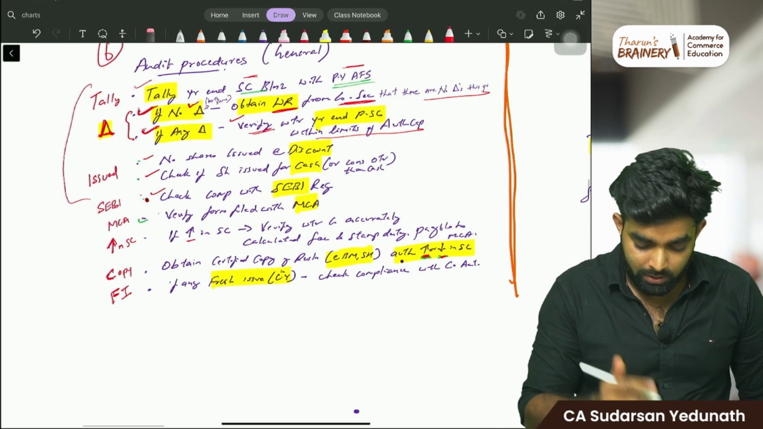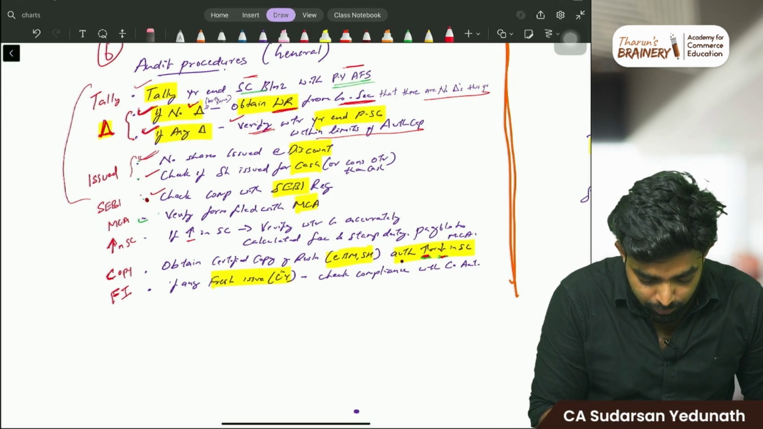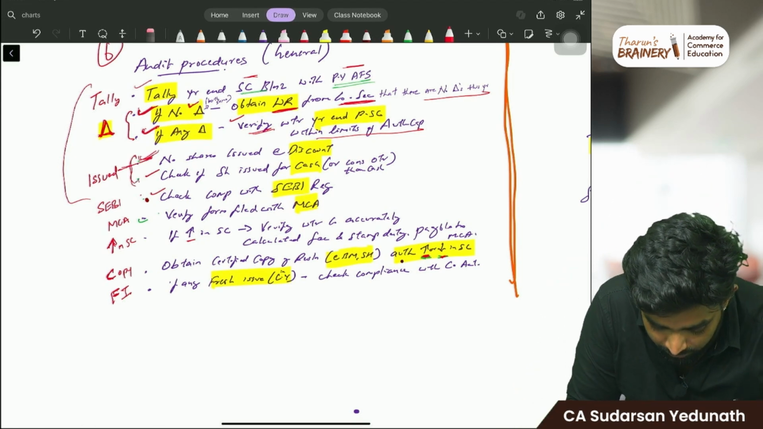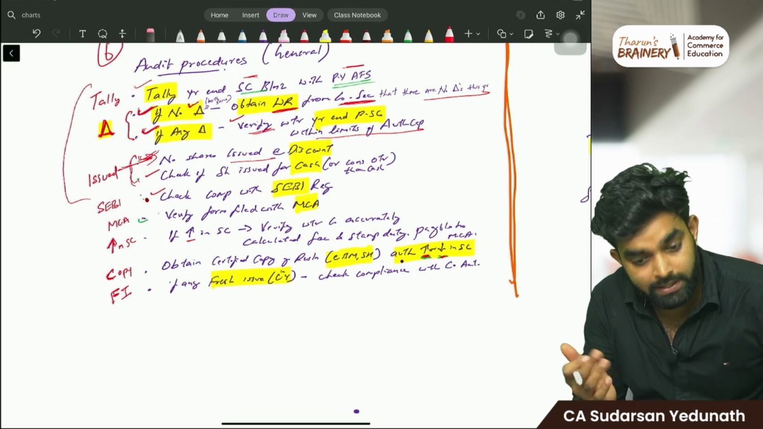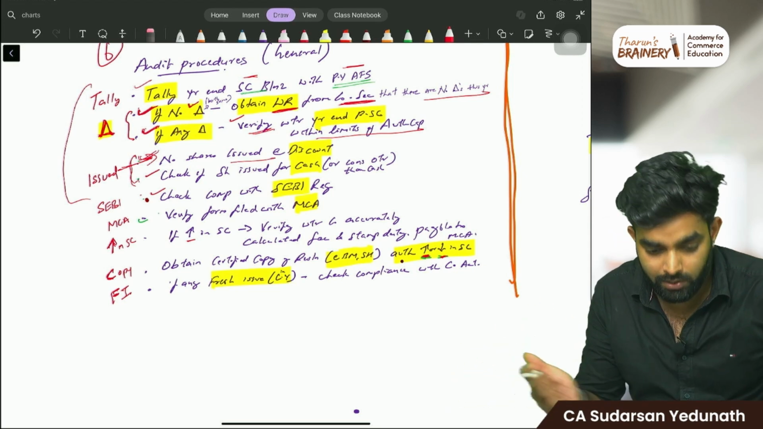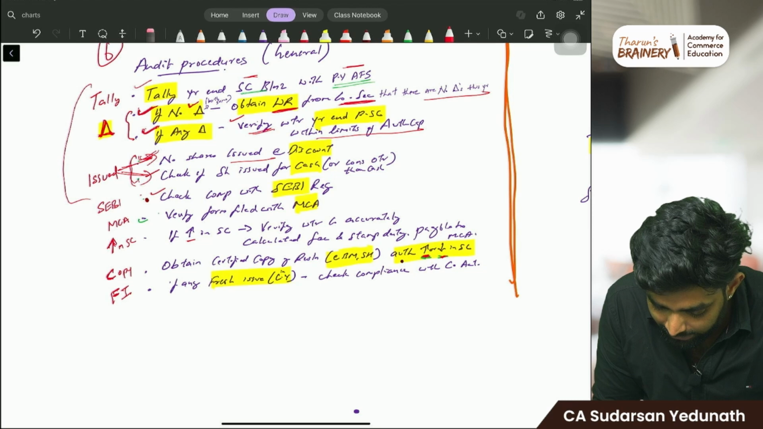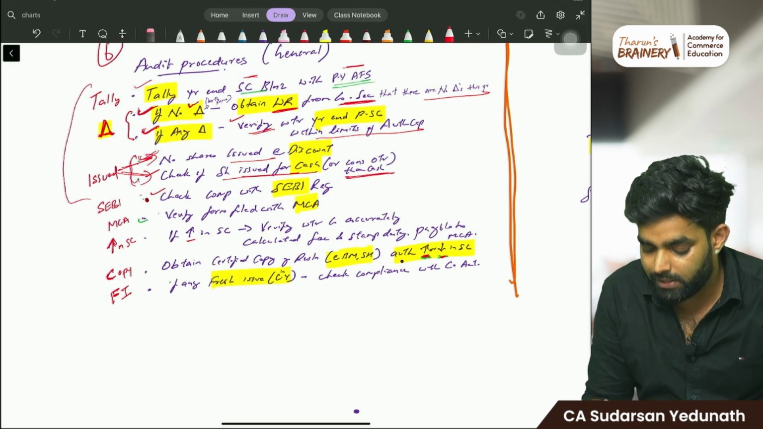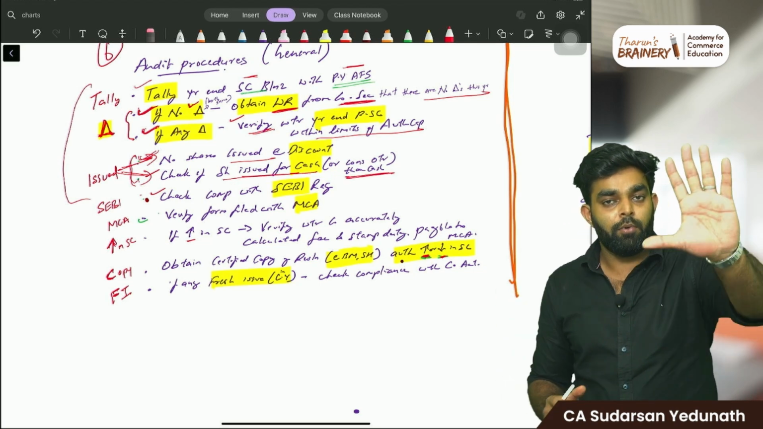Then you got 3 points. What is the fourth point? Issued. These 2 points are issued. See that no shares are issued at discount. Make sure no shares are issued at discount. Next is to check if shares are issued for cash or consideration other than cash. 2 things. 5 points done.